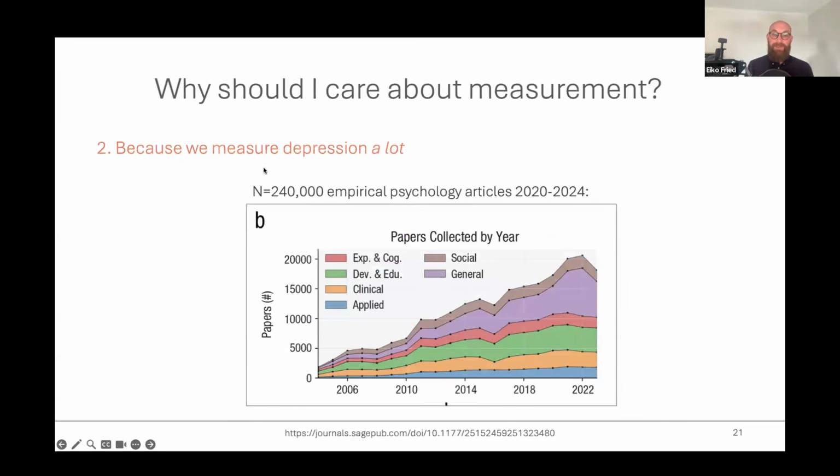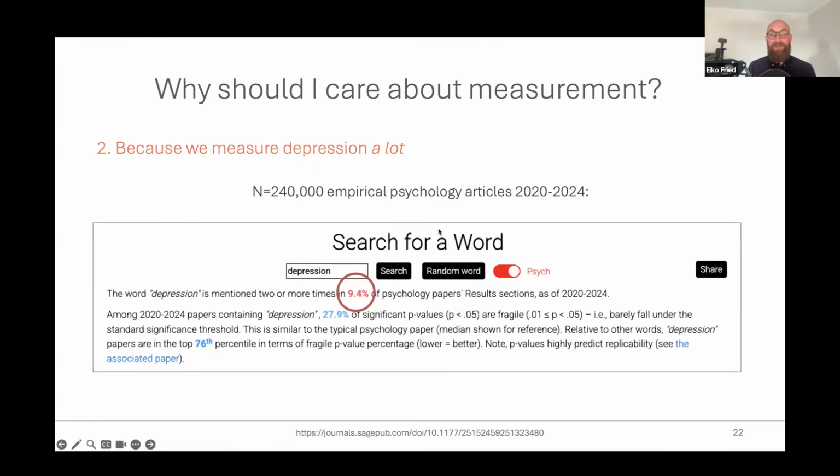This is a fun tool that folks published a couple of years back. They looked at 240,000 empirical psychology articles within a couple of years, and they made a website where you can search for words in, for example, abstracts or results. And about 10% of all those papers, not just in clinical psych, contained at least twice the word depression in the results section of the paper. So, a lot of research that isn't on depression also measures depression as a covariate, as a moderator, as a mediator, as a predictor, and so on.